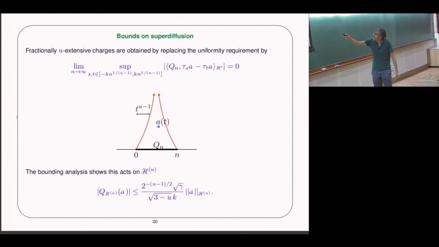And if you require that, if you can find a charge that has this property, then it's possible to show that the action of this charge on an element is bounded by the norm of this element in the fractional Hilbert space, the one for superdiffusion. There's a bounding analysis that shows that this action must be bounded by that. And so now we obtain something like, this length in that fractional Hilbert space is bounded from below by some action of the charge. And so we can expect to see something about superdiffusion.